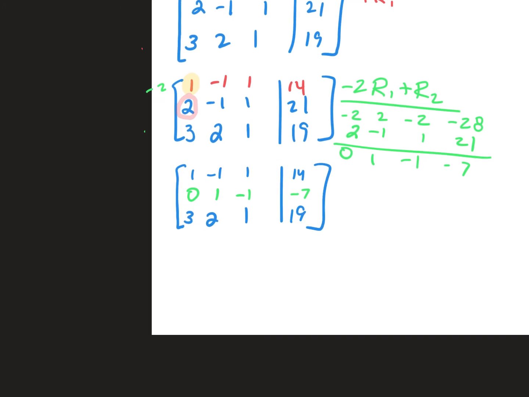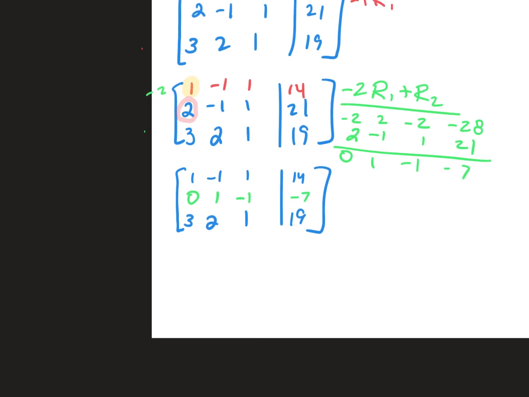All right, so I have 1 in the first spot where it needs to be. Then I have a 0, 1. Okay, perfect. So now I'm going to work on this 3. I need that 3 to cancel out. I need that 3 to go away. So my first row is fine. I'm leaving it. 1, -1, 1, and 14. My second row is good. I'm leaving it. I have to fix the 3.